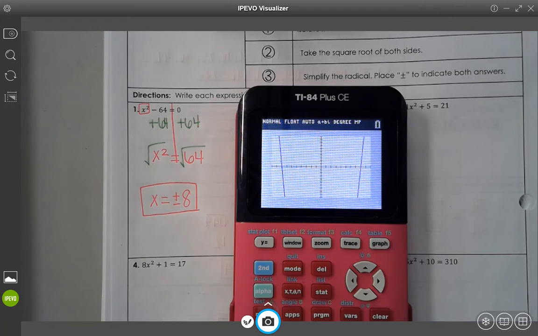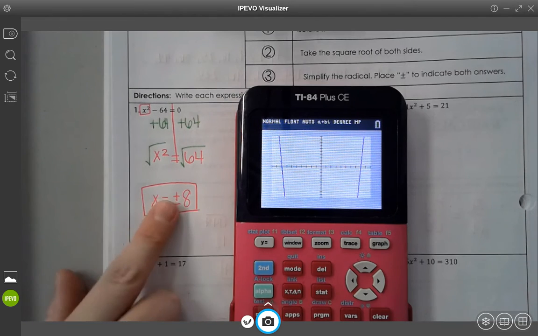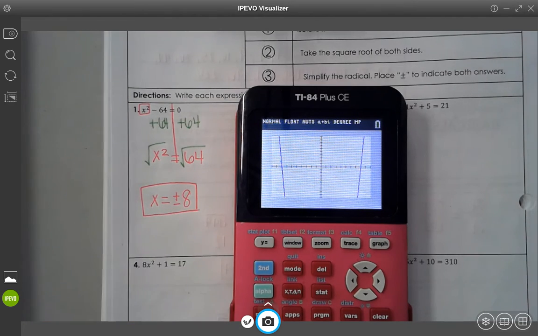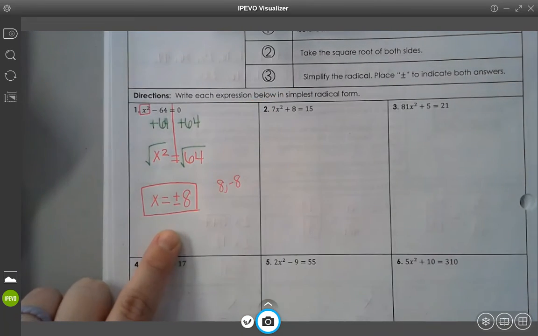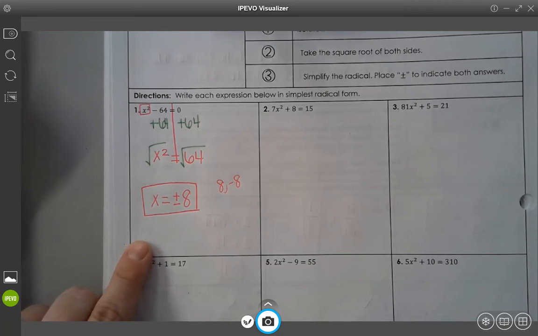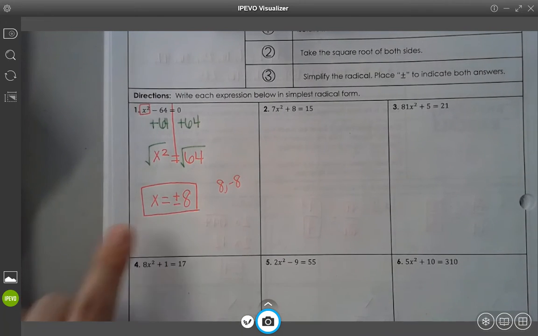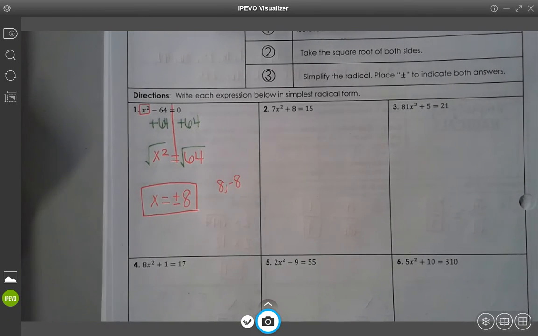8 and negative 8. That's why we put the plus or minus, because it crosses at positive 8 and it crosses at negative 8. You could just do it like this. You could say 8 comma negative 8. Or you can just put plus or minus 8. That means positive 8, negative 8.